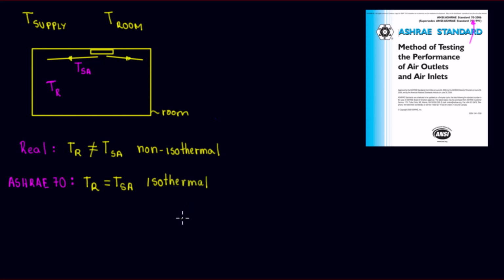All right, so the standard actually makes these tests, and I'm gonna put the section of the test, and you can check it online. So this is the section of standard ASHRAE 70. Check it out. For non-isothermal it's gonna be 5.4.4, and for isothermal air it's gonna be section 5.4.3. Okay, now we know the difference.